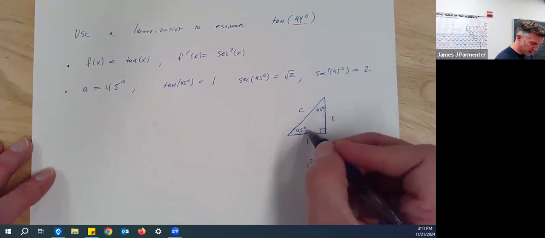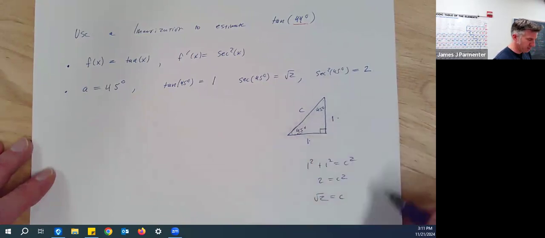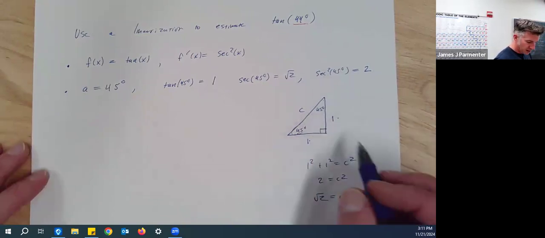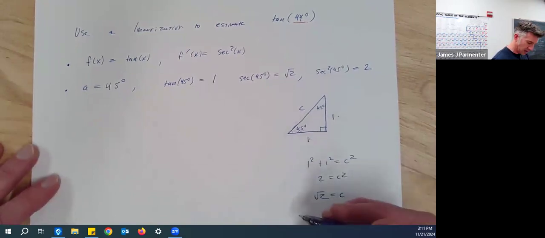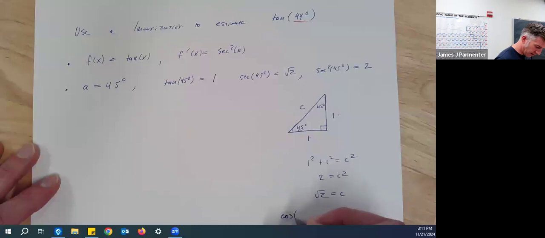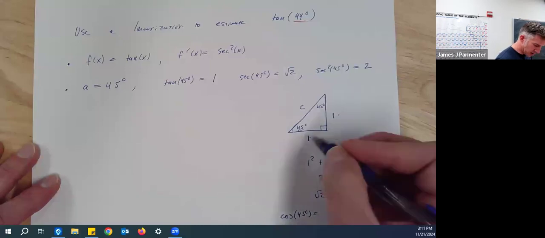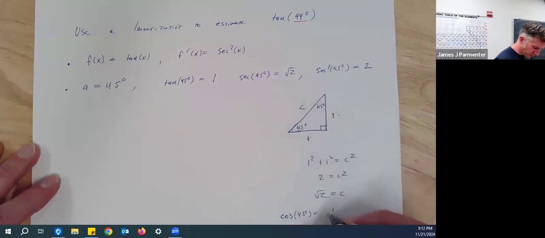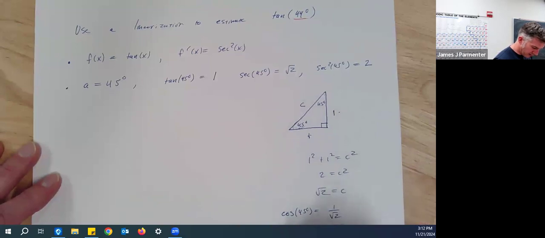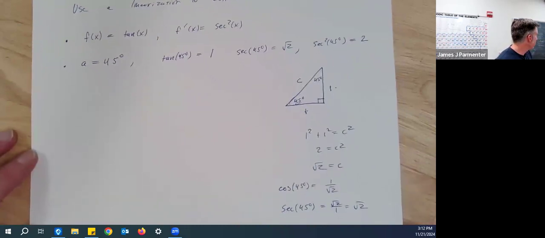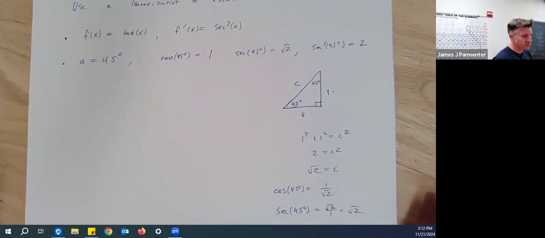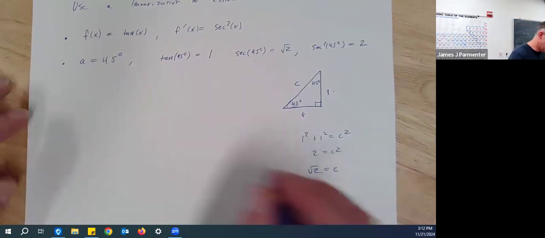Tangent of 45 degrees is the opposite over adjacent, which is 1 over 1, which is 1. And I don't remember secant very well, but I do know that secant is the reciprocal of cosine. Cosine of 45 degrees is the adjacent over the hypotenuse, which is 1 over root 2. So secant of 45 degrees is the reciprocal of that, which is root 2 over 1, which is root 2. And then secant squared is the square root of 2 squared, which is 2. Cool. So now the linearization.